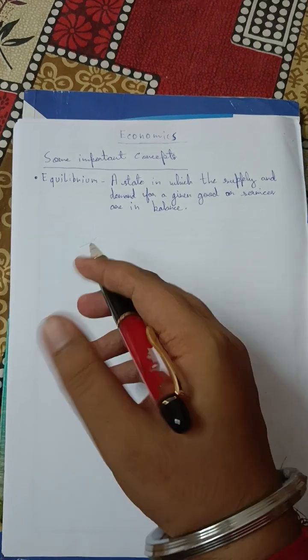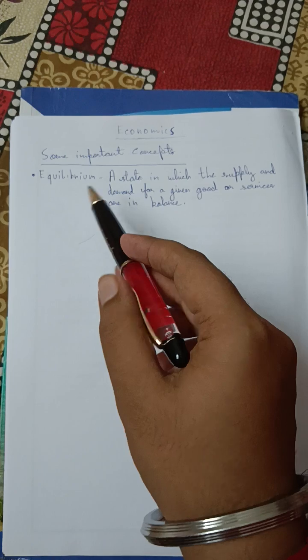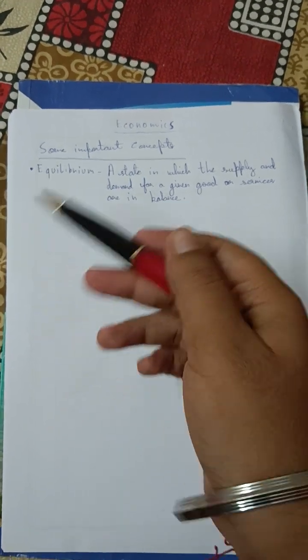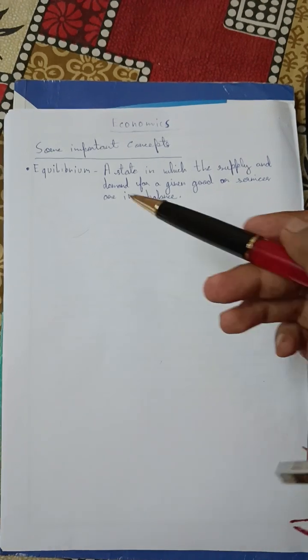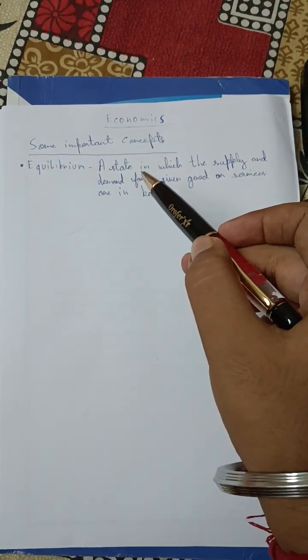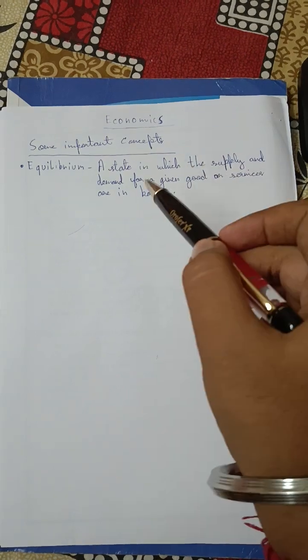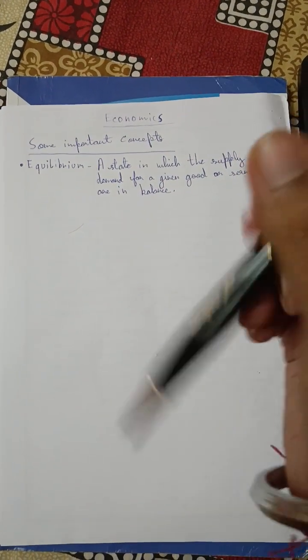Now, what is equilibrium? Equilibrium is a very easy topic, I would say, basic but a very important thing. I mean, it's interrelated in various chapters. Okay, so what is equilibrium? Equilibrium is a state in which the supply and demand for a given good or service are in balance.